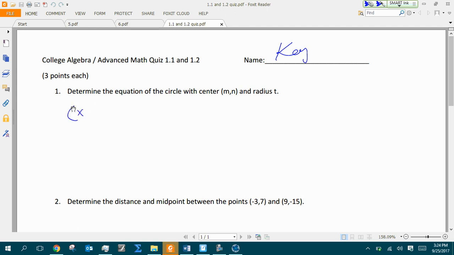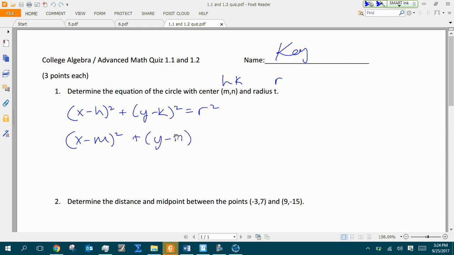Understand that every circle is (x − h)² + (y − k)² = r². In this case, there's your h, there's your k, there's your r. Let's go (x − m)² + (y − n)² = t².